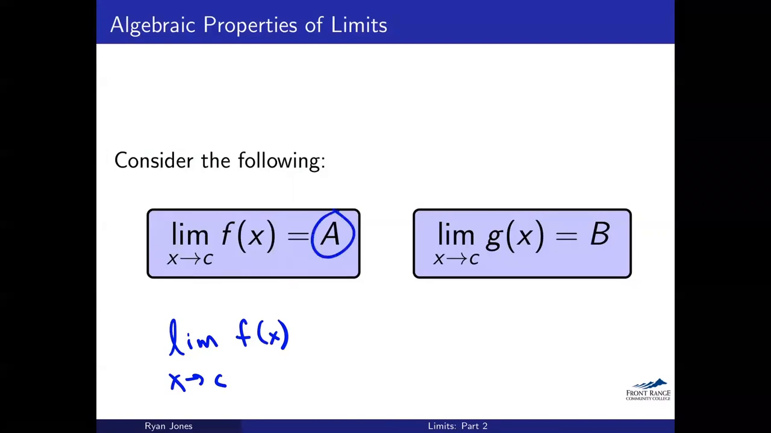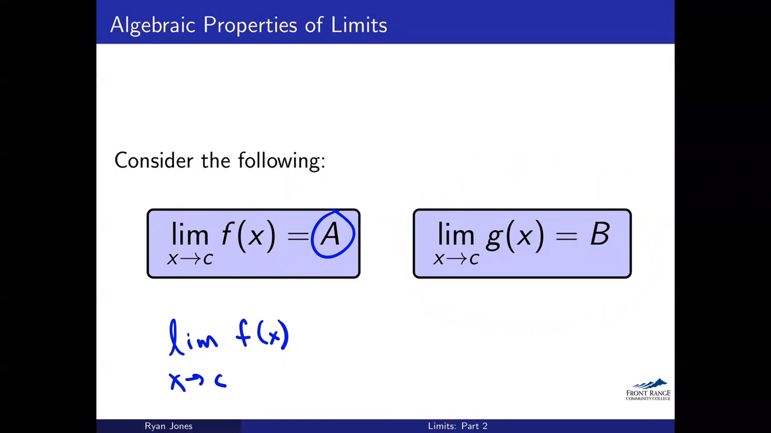And the same thing goes for here. I'm just considering a different function than f. I'm going to consider a function I'm going to call g, and the limit would be presumably different. It doesn't have to be, but it could coincidentally be the same. But we're going to just call that b so that I don't have to write out limit of g of x as x approaches c and keep writing that over and over.